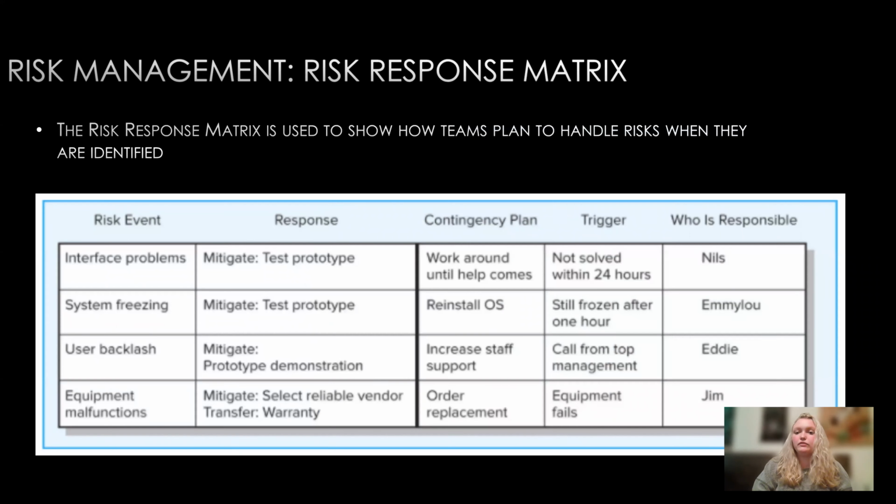Finally, the last part of risk management and the last tool for this episode is the risk response matrix. The risk response matrix is used to show how teams plan to handle risks when they are identified. As you can see from the example, the matrix will include the risk events, the response, the contingency plan, trigger, and who is responsible. Establishing the risk management roles before a project starts is crucial. It allows the team to react as quickly and efficiently as possible. Risk events will occur, and it's important to have a plan in place.